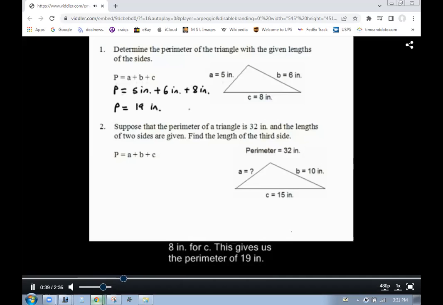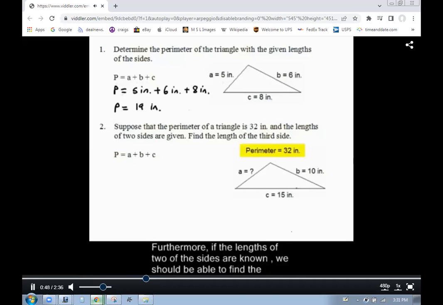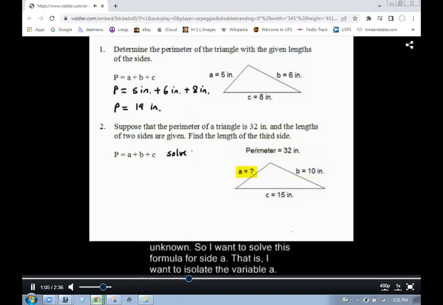So what if we already knew the perimeter of a triangle? Say we have a perimeter of 32 inches. Furthermore, if the lengths of two sides are known, we should be able to find the length of the third side. In the figure, side B is 10 inches, side C is 15 inches, and side A is unknown. So I want to solve this formula for side A. That is, I want to isolate the variable A.